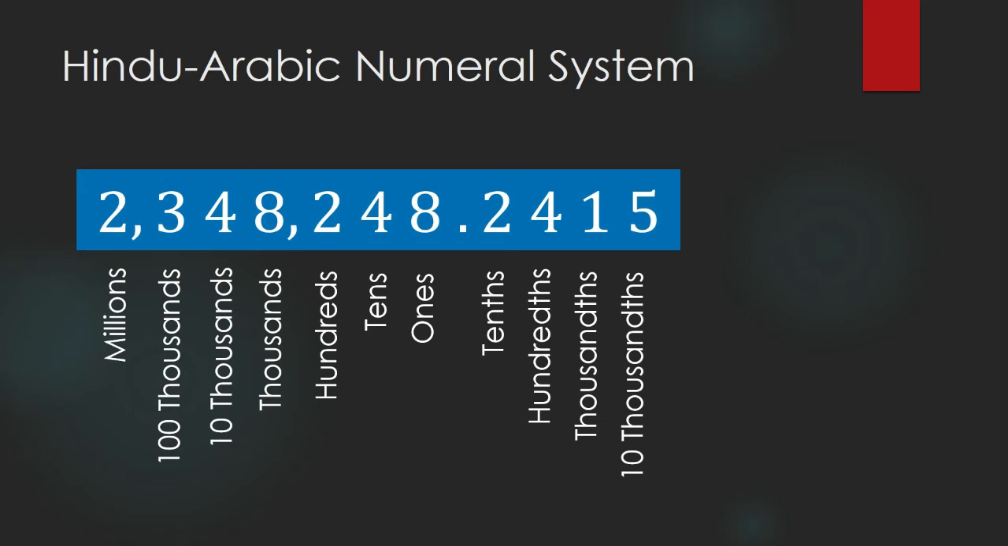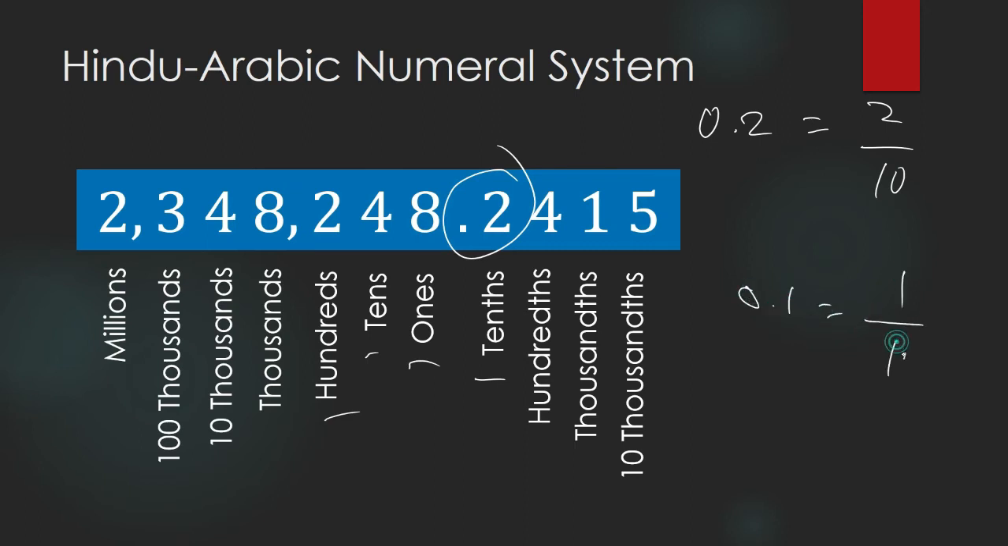When I was young, I was wondering why we call these ones, tens, hundreds, but after the decimal point, you go to tenths right away. Shouldn't there be something like ones instead of tenths? I would like to remind you that 0.2 stands for 2 over 10. That's 2 tenths. 0.1 is 1 over 10, that's 1 tenth. That's why the first digit after the decimal point is the tenths.